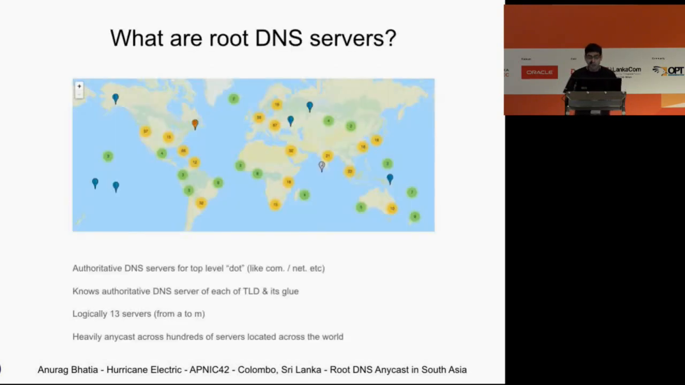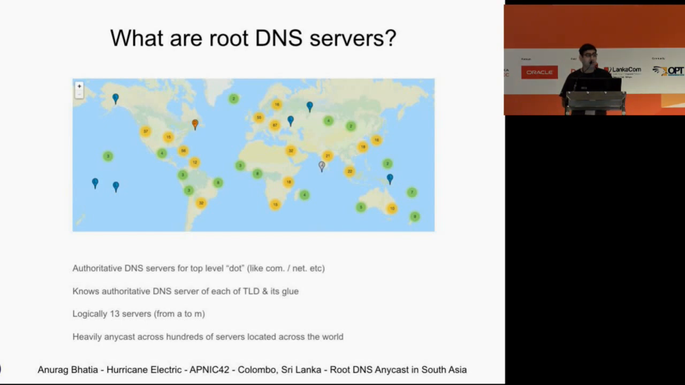Before we proceed, what are the root DNS servers? These are the authoritative DNS servers for the top-level domains. So for instance, .com, .in, .lk, .bd, all these are there in the root zone. And these root servers act as the authoritative servers for these zones. These are the ones which have the glue records to each of these TLD servers, and they help in the resolution. Logically, there are 13 root DNS servers.